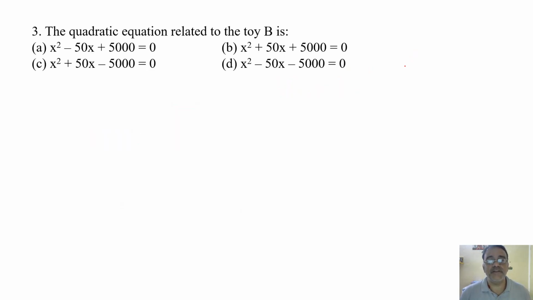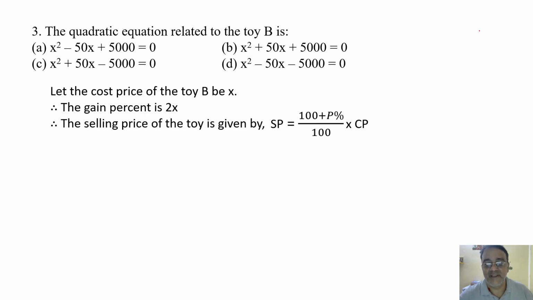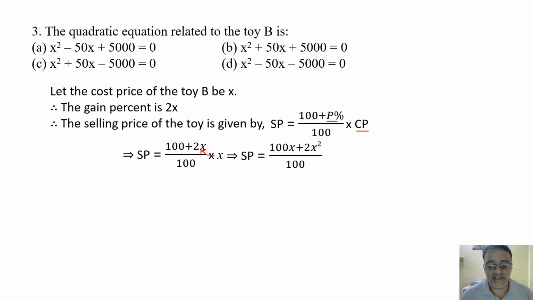The quadratic equation related to toy B is dash. So let the cost price be x and the gain percentage twice, 2 times. So 2x हो जाएगा. And same formula. So we are substituting P as 2x and CP as x. Right? If you multiply x with this factor, we'll get 100x plus 2x square upon 100. Now SP is given, 100.